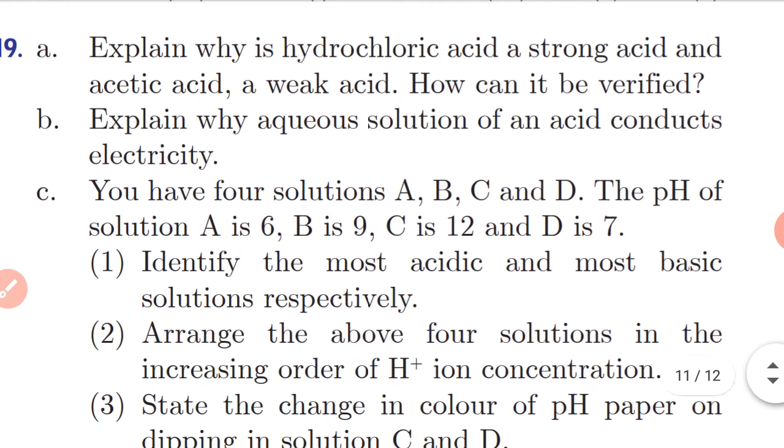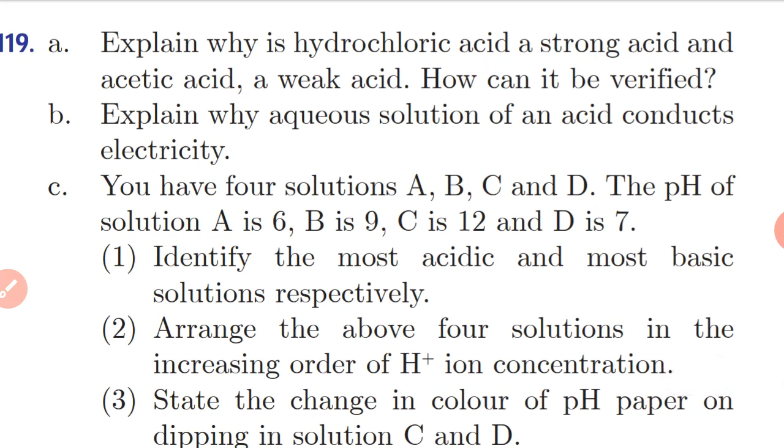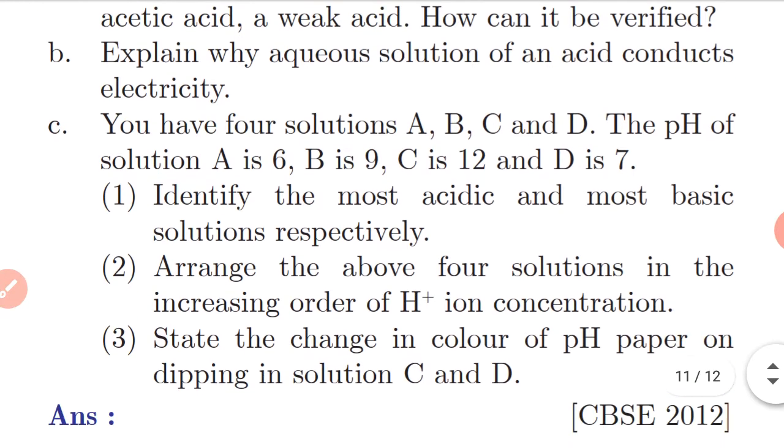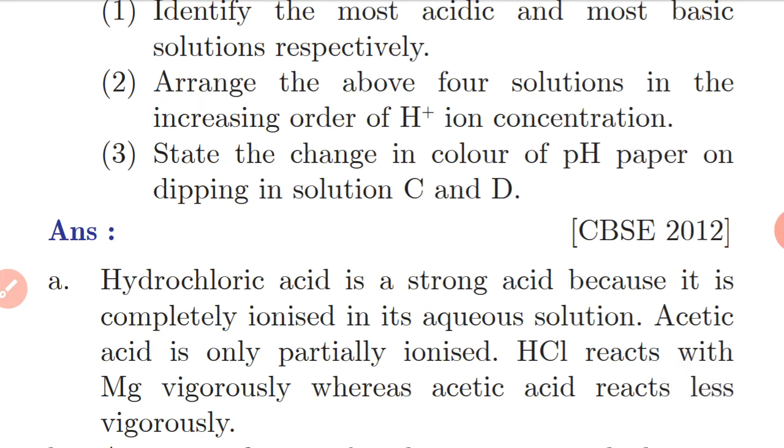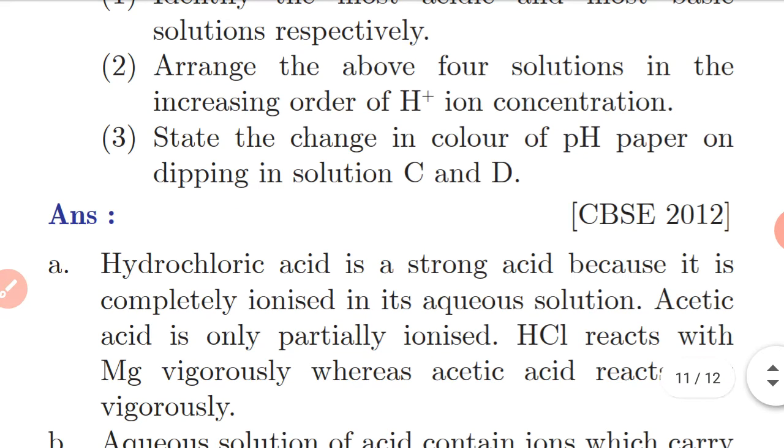So as we all know that hydrochloric acid is a strong acid and acetic acid is a weak acid. So how can we prove it? Hydrochloric acid is a strong acid because it is completely ionized in its aqueous solution. As we know, the definition of a strong acid is that strong acids completely ionize in aqueous solution, whereas acetic acid is a weak acid and it will only partially ionize. So this is the reason that HCl is a strong acid and acetic acid is a weak acid.